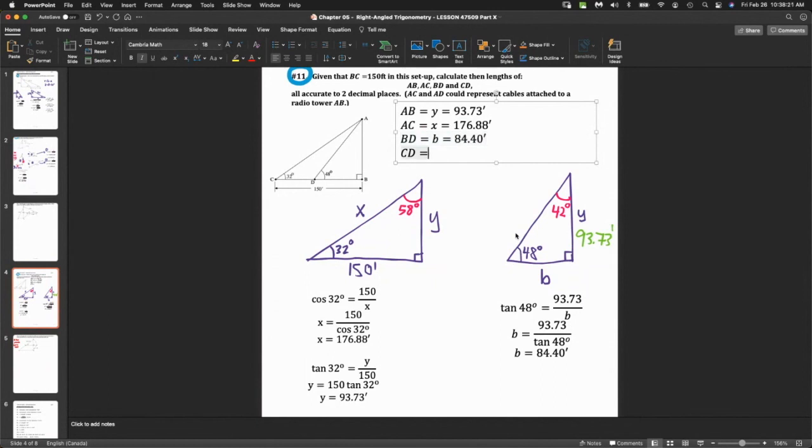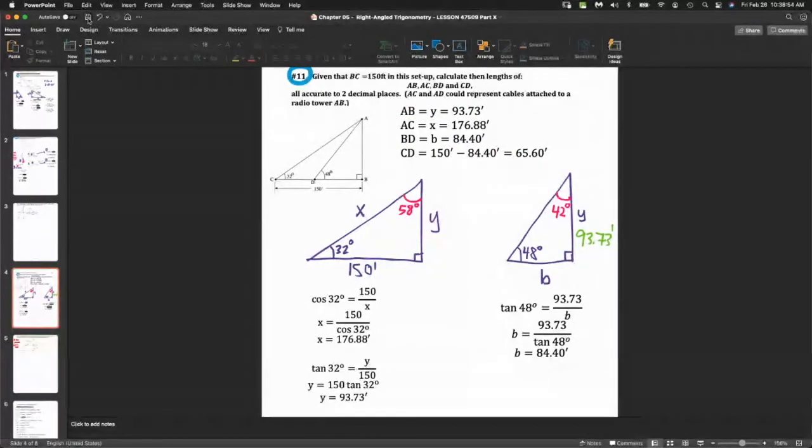And finally, CD, we didn't explicitly make a variable for CD, but you can find it by doing this. You can just take 150, which is the whole length here, and take away b, which is this little length here. And when you do that, you're going to get 60 something. 65, 60. And there you have it, my friends. That concludes the chapter. Easy peasy.